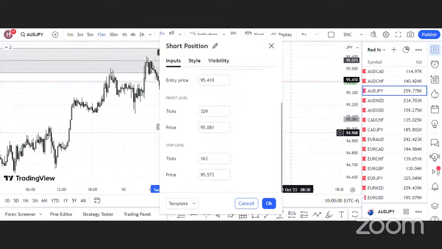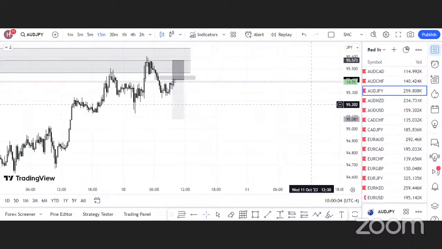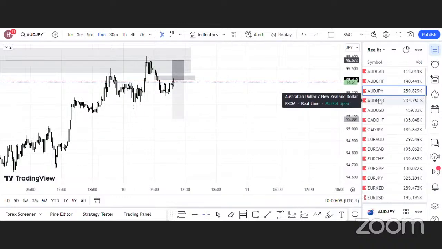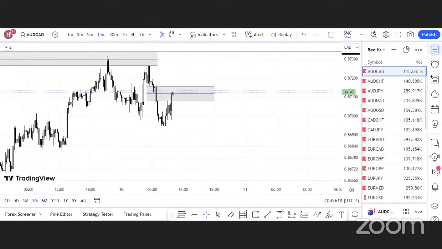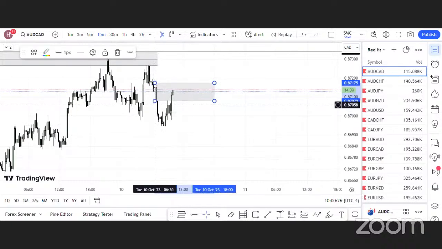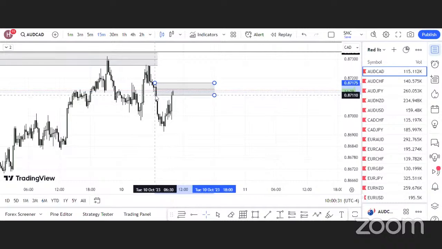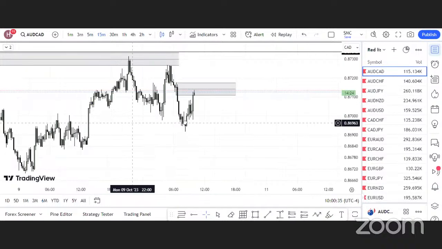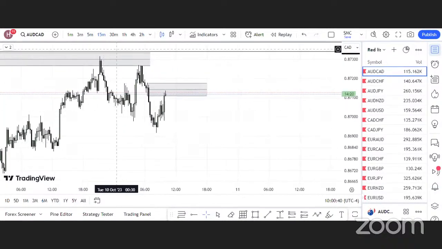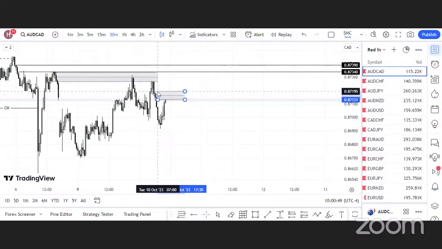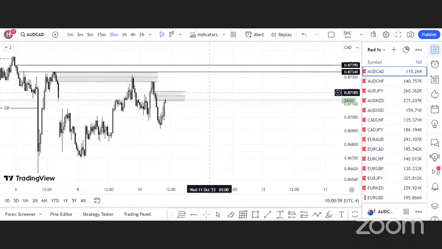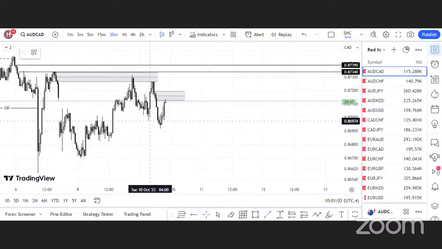Okay, so let's just leave that to run. Let's look for other entry setups. So this has been making a move to the downside. And this is the 15-minute time frame. So let's see what AUDCAD wants to play at. Yeah, we have a break of structure here.